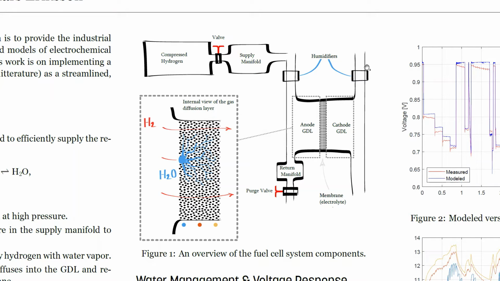On the cathode side, things are a little bit simpler. We have atmospheric pressure air coming into the inlet after some sort of filter normally. We humidify that gas as well. And then any oxygen in the air that is not used is just expelled out to the atmosphere again.